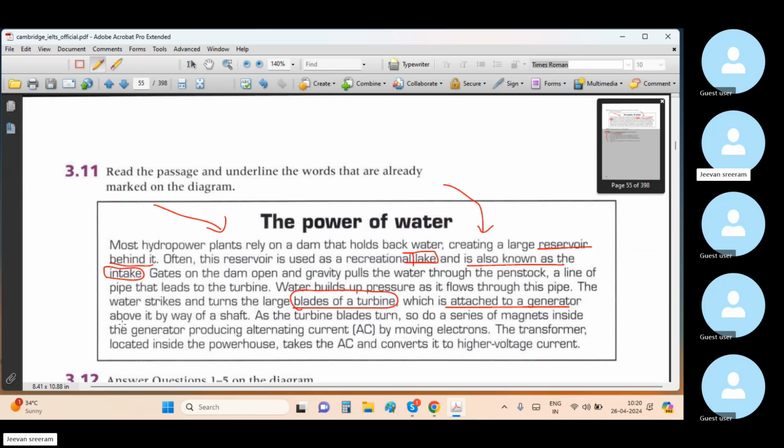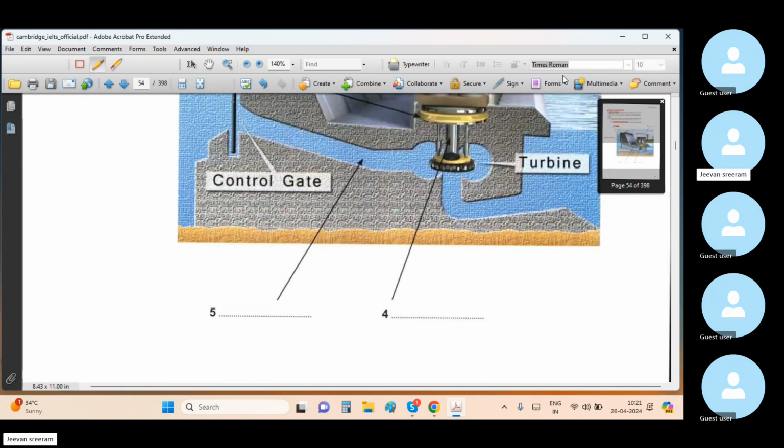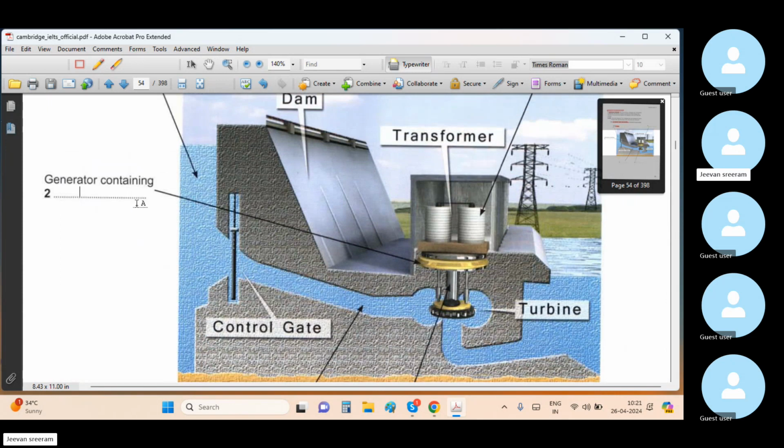Any other? Let's see. Above it, by the way of shaft, as the turbine blades turn, a series of magnets inside the generator. Yes, so that is so meaningful, no? Generator consists of magnets. Generator was attached to blades of turbine, so I can say generator consists of magnets is the right one. I can't write large blades of turbine. Generator won't contain that. It has clearly been magnets inside the generator. So clear. Generator consisted of magnets.